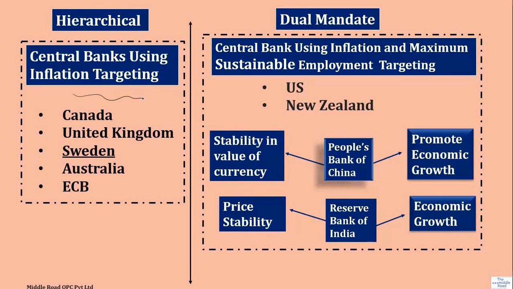But if you look at the dual mandate, the US and New Zealand have a dual mandate. So they look at sustainable employment and inflation. So there's a trade-off. That's what I was talking about. They look at both mandates. In this, inflation is the first target. But in this dual mandate, both of them play a very important role in making decisions.